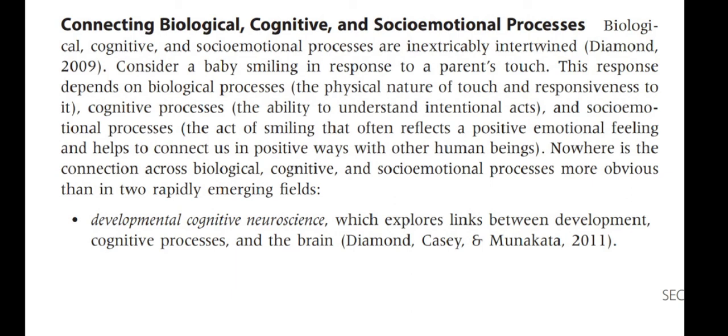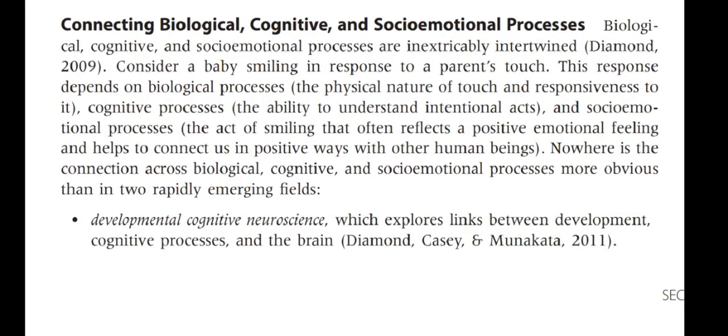So, look at the last sentence of the first paragraph. Nowhere is the connection across biological, cognitive, and socio-emotional process more obvious than in two rapidly emerging fields. Dua proses utama ada dalam field of study. For example, developmental cognitive neuroscience. Perkembangan kognitif dan juga neuroscience. Kognitif itu apa? Kognitif itu adalah proses kognitif. Neuroscience, otak. So, perkembangan kognitif neuroscience.